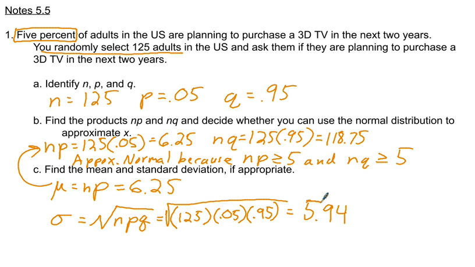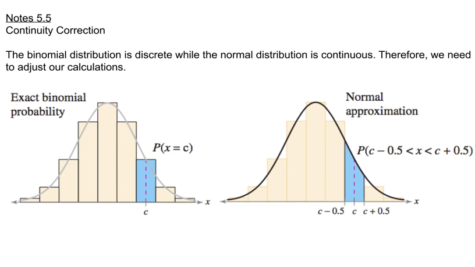Now there's one more thing we need to look at before we can actually find probabilities with the normal distribution, and that is due to something that comes up because the binomial distribution is a discrete probability distribution and the normal distribution is a continuous probability distribution. So we have to have a continuity correction. Right? The binomial distribution is discrete and the normal distribution is continuous. So we need to adjust our calculations a little bit. Both of these graphs show a discrete binomial distribution, that would be the histogram, and the normal curve for the normal approximation.